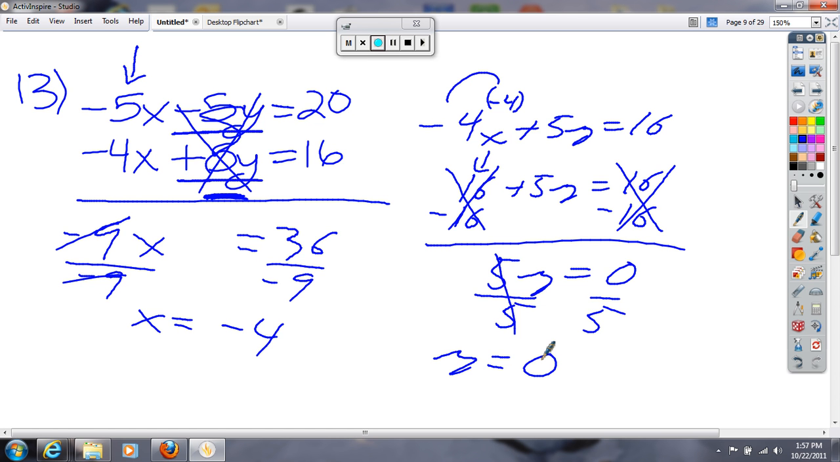So my answer is, again I go parentheses, the x value is negative 4. That's first. The y value is second. That is 0. And there is my answer. Doing elimination. Number 14.